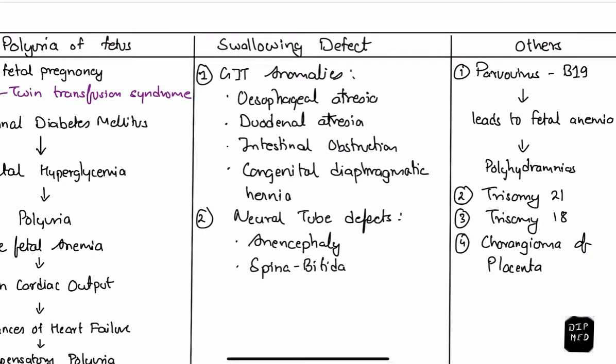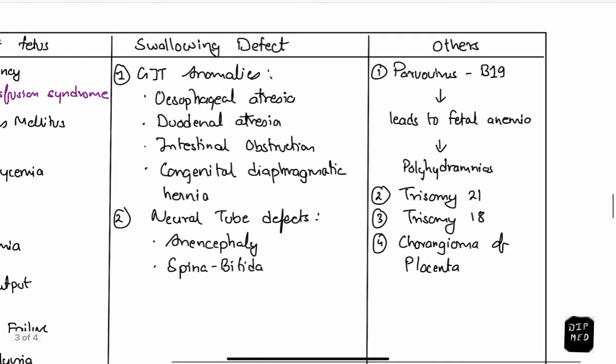Next heading is fetal swallowing defects, which includes GIT anomalies like esophageal atresia, duodenal atresia, intestinal obstruction, and congenital diaphragmatic hernia. Neural tube defects like anencephaly and spina bifida can also cause polyhydramnios. Other causes are infection from parvovirus B19 that causes fetal anemia and hence polyhydramnios with mechanism we already talked about. Trisomy 21, trisomy 18, and chorangioma of placenta can also cause polyhydramnios.